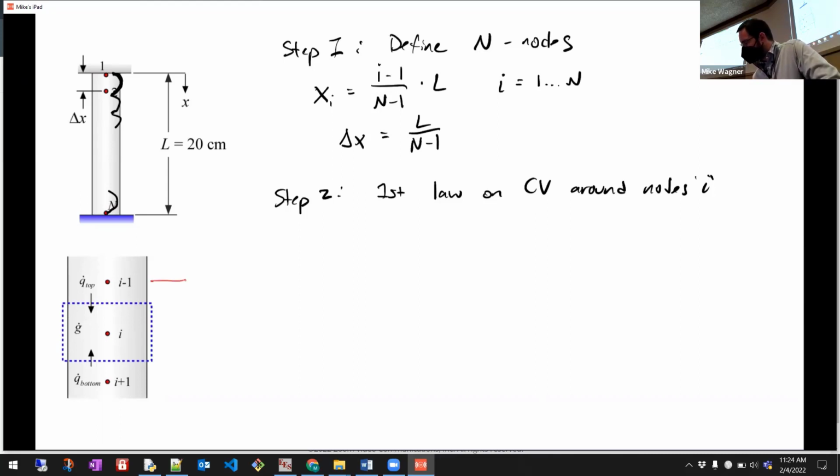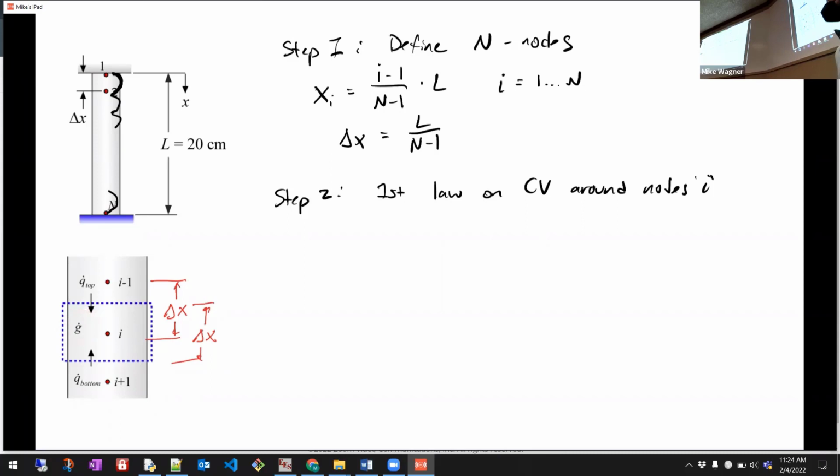What are some things to note? This length here is delta x, and this length here is also delta x. So delta x is both the separation between the nodes and the length of each domain. That's probably obvious. Now we have a couple of things going on. From the top, we have heat flow going from i-1 to i, so we draw an arrow Q dot top, i-1 to i. And from the bottom, we have the same thing, i+1 to i going this way. And in this problem, we also do have generation going on.